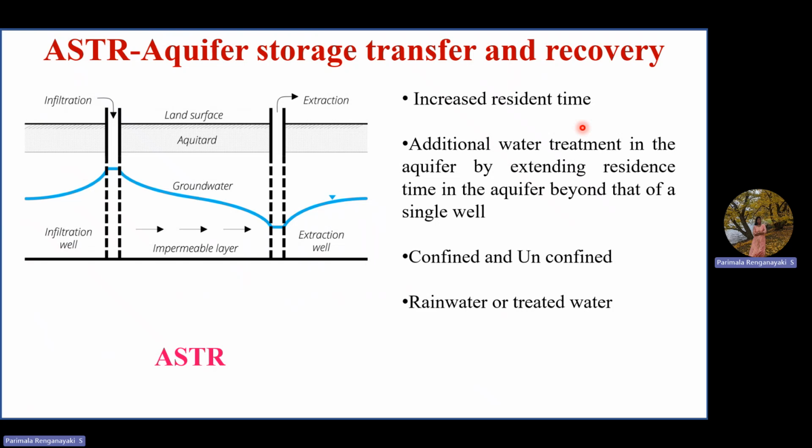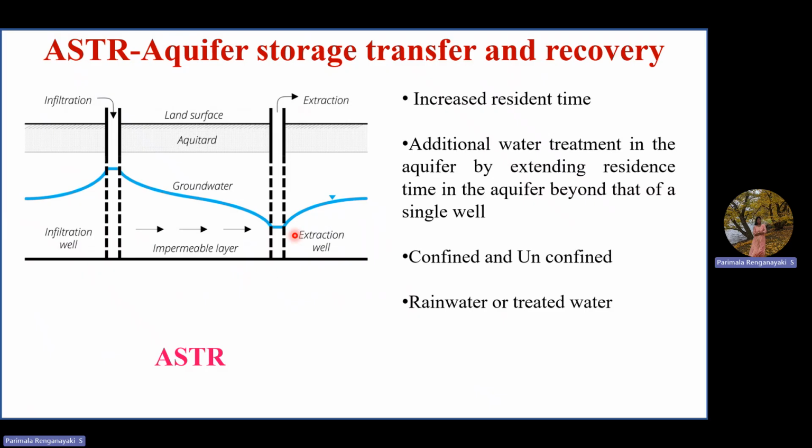So now the next one is aquifer storage, transfer and recovery. Here what we are expecting is we are storing through one well. The water is transported, just passing through the pores, through the impervious layer, and you have another well on the downstream side, and we are taking out the water. So this also can be used in confined and unconfined aquifers. During the passage, when it is moving, we are expecting some natural treatment that may occur.